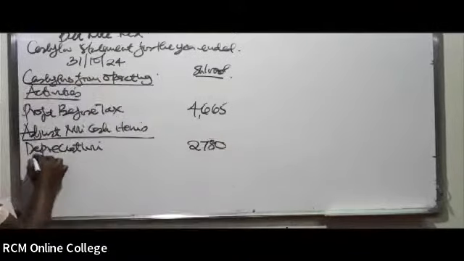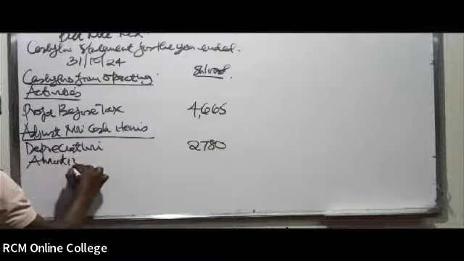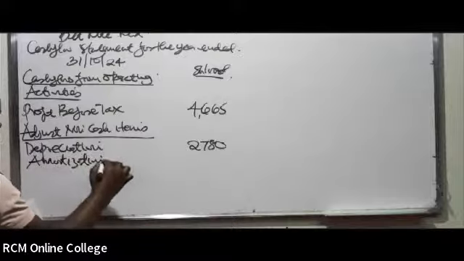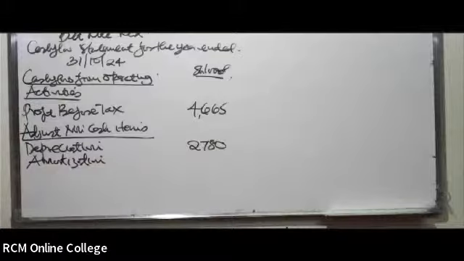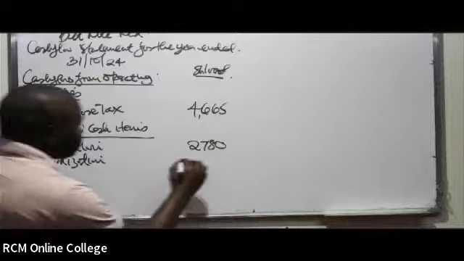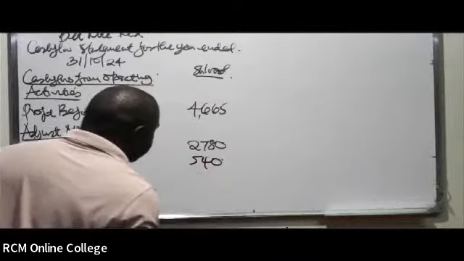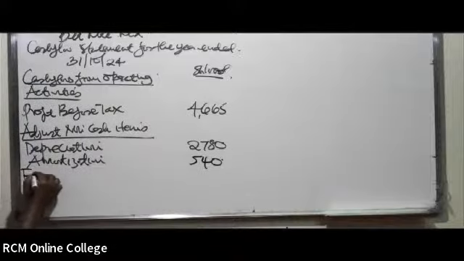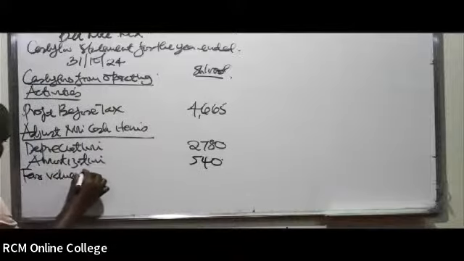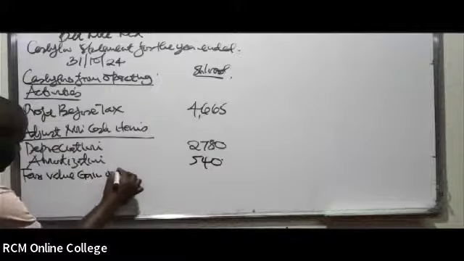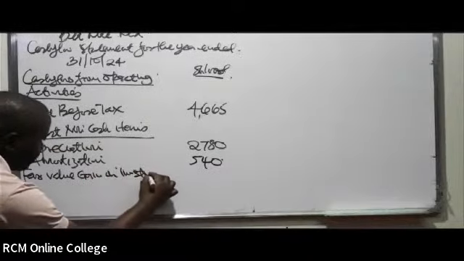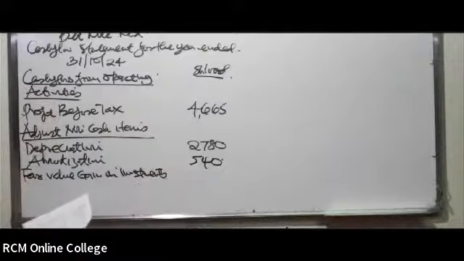We have amortization, which will come up in the intangible asset account. The amount of amortization is exactly 540. Then we have fair value gain on investments. You see, it has been included as part of this.